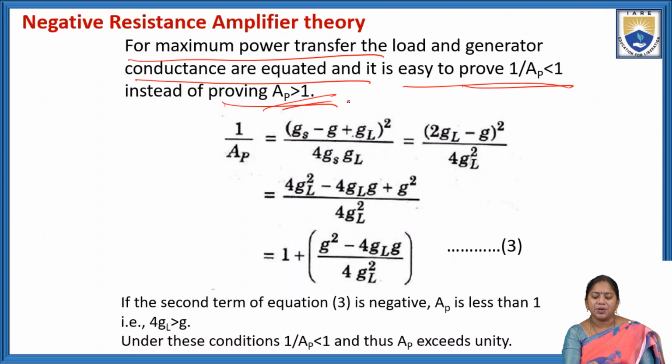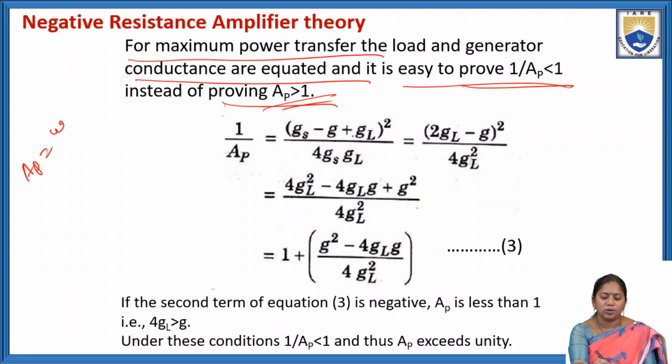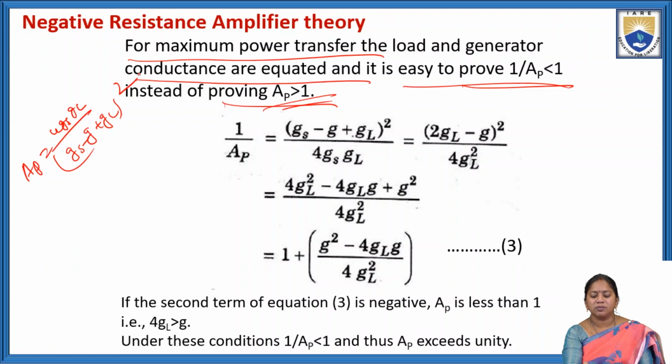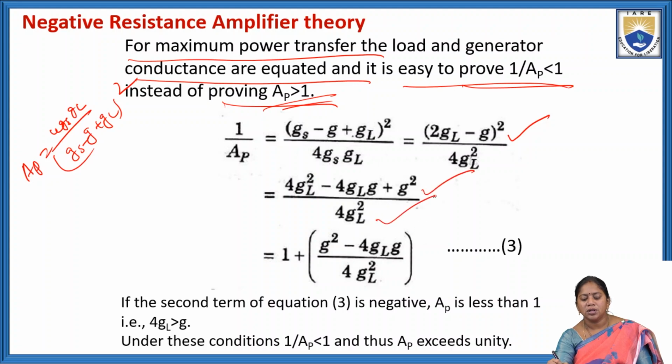So 1 divided by AP, since we know AP is 4GS into GL divided by GS minus G plus GL whole square, equals GS minus G plus GL whole square by 4 GS GL, which equals 2GL minus G whole square divided by 4GL square. That is 4GL square minus 4GL into G plus G square divided by 4GL square. Dividing by 4GL square, we get 1 plus G square minus 4GL into G by 4GL square.